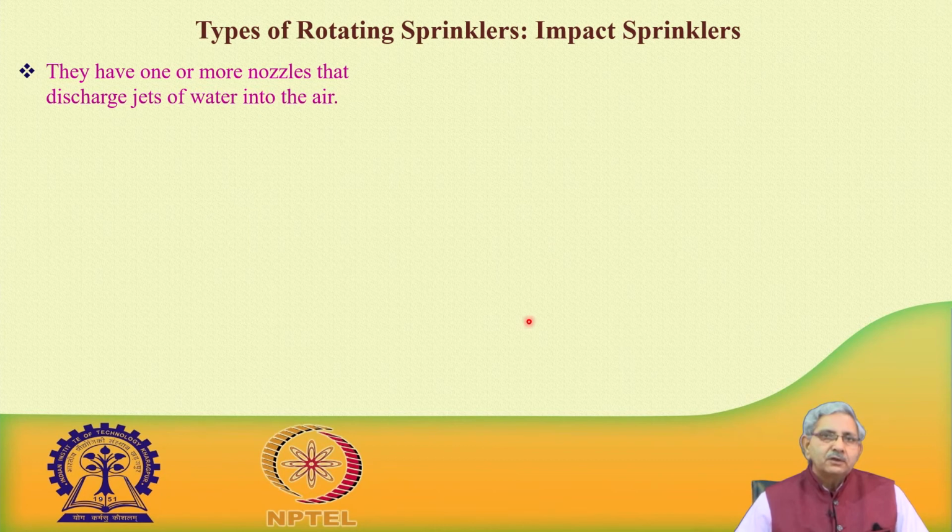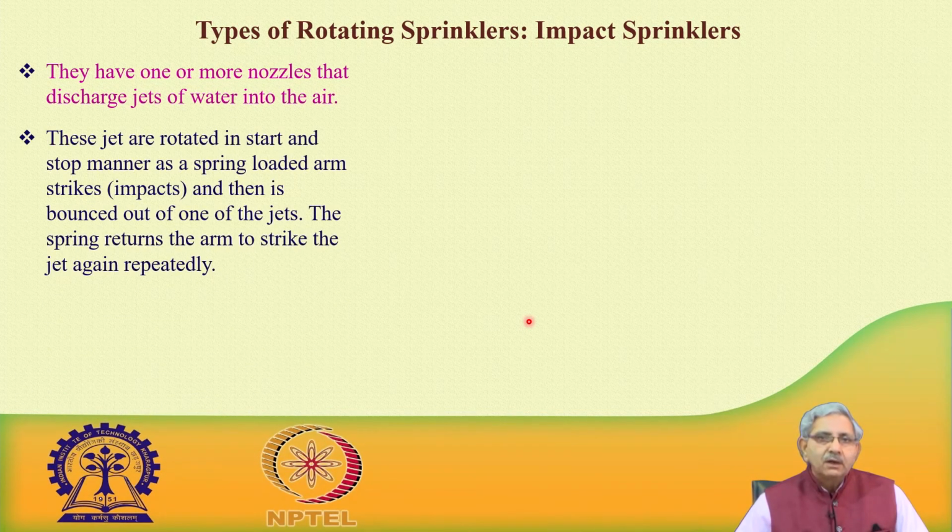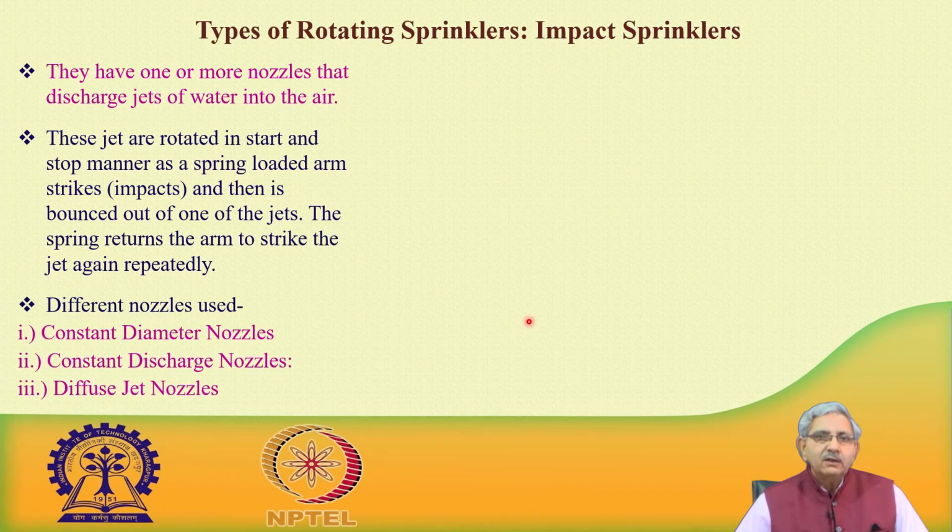So, rotating sprinklers have one or more nozzles, where one is the range nozzle, and another one is the spreader nozzle. The spreader nozzle spreads water near the riser pipeline, and the range nozzle spreads the water at the distant part.